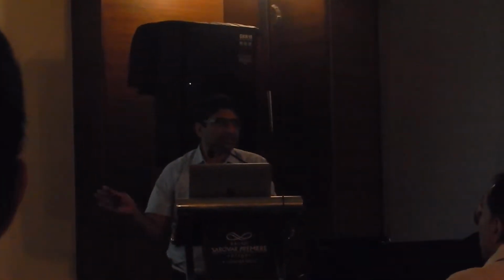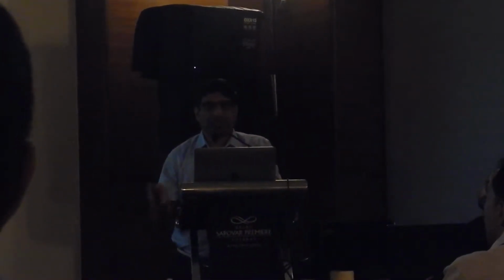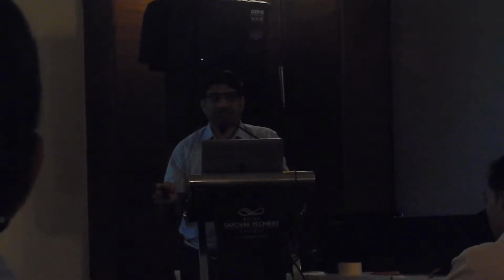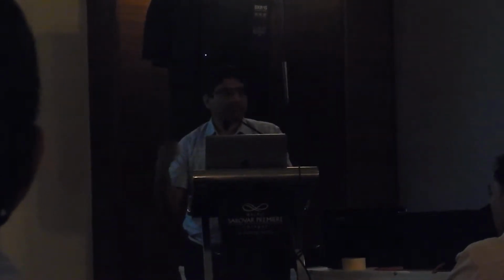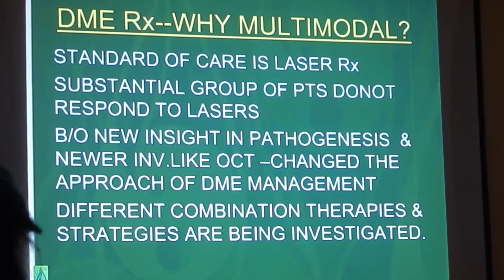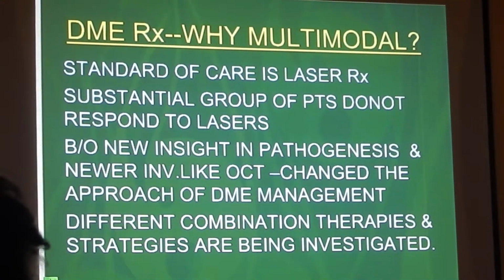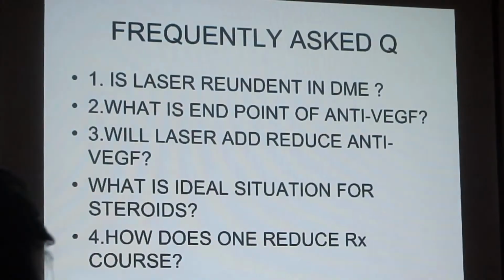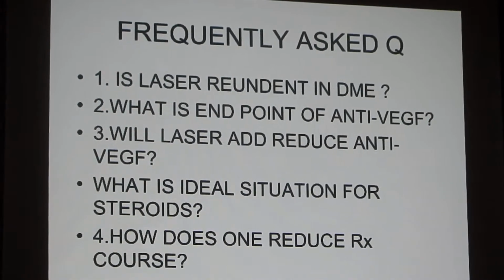If it responds very well to the anti-VEGFs, continue that way till you find that it is no more responding or partially responding. Then add one more thing. Either you can add the laser, add the steroids, and see what happens, or change the anti-VEGFs from Avastin to ranibizumab, sometimes ranibizumab to Avastin, and it also gives you surprisingly good results. Then what are the things?